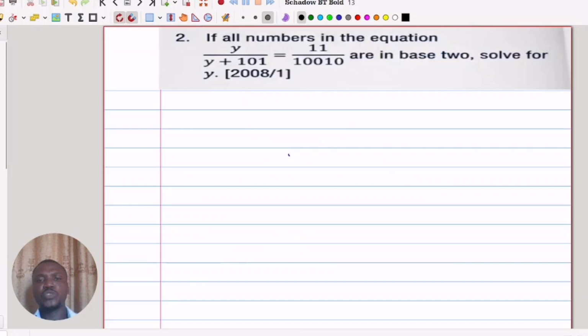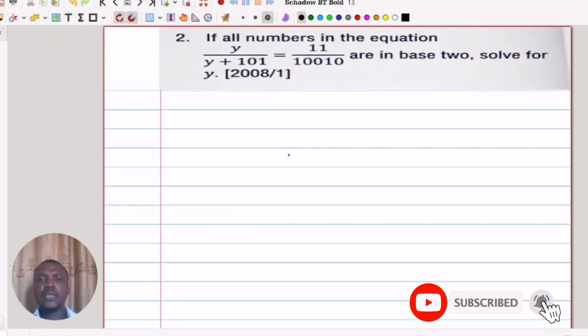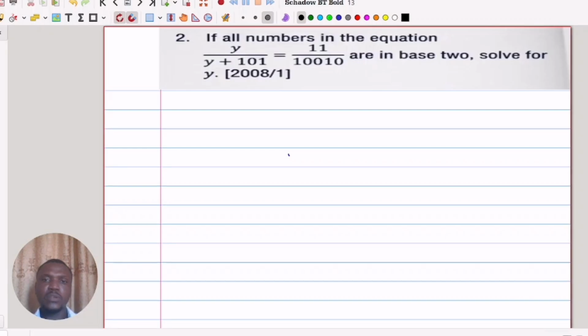Let's go to question 2. Question 2 says: if the numbers in the equation y over y plus 101 equals 11 over 10010 are in base 2, solve for y. So in the question that you are seeing above, all the figures given to you are in base 2. We want to solve for y. So how do you do it?